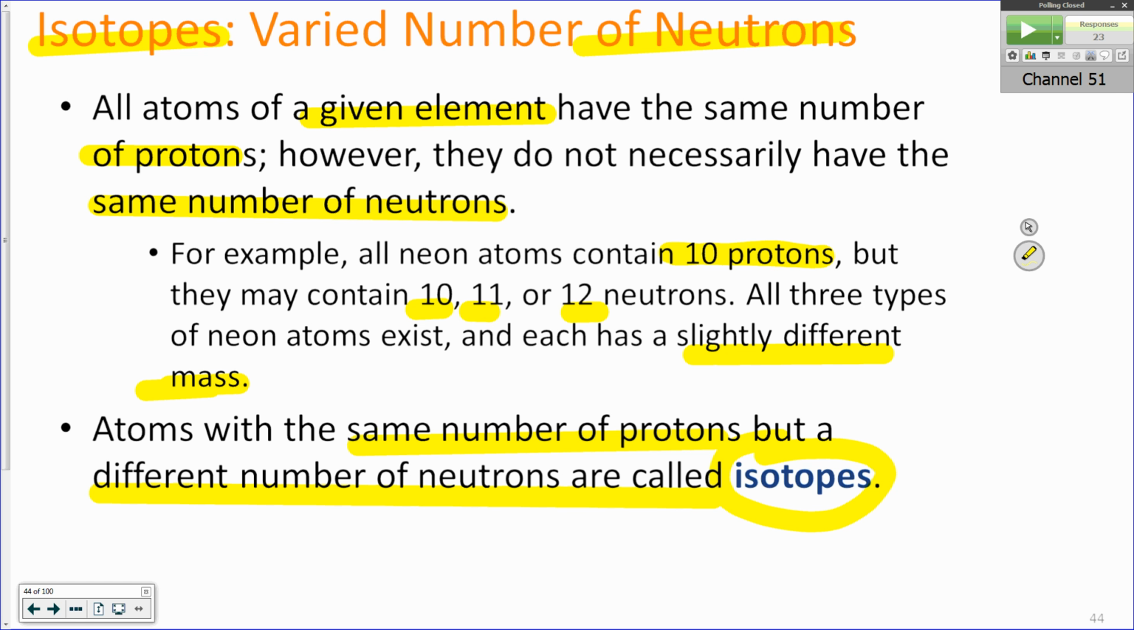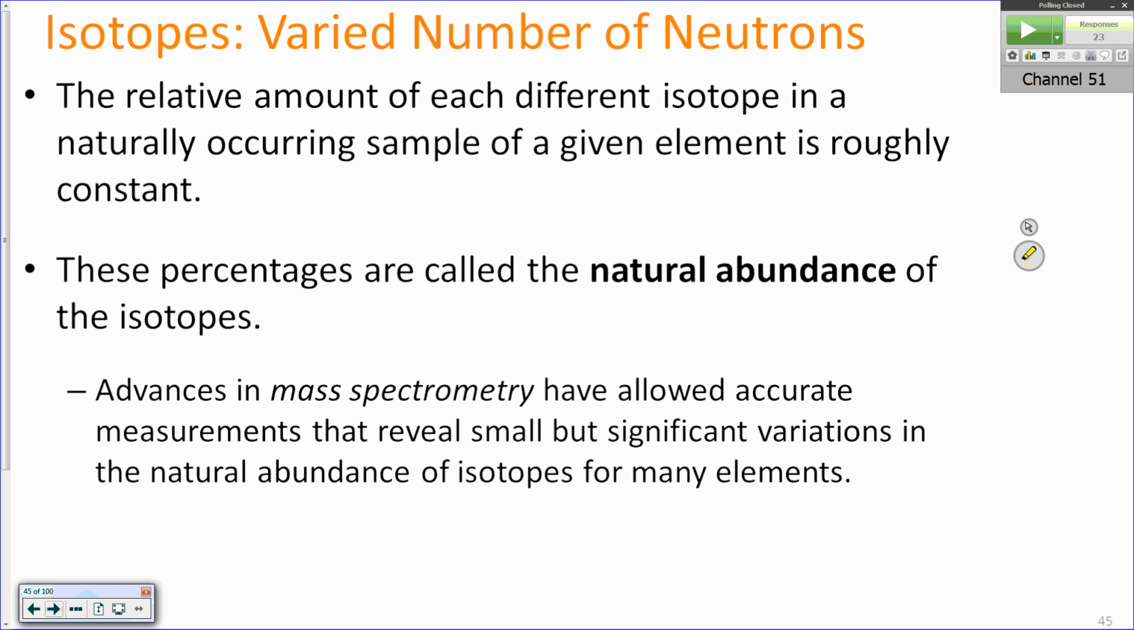If we look at carbon, other forms of carbon exist. Carbon exists in 3 common forms in nature. 2 of them are stable, one's radioactive, and we'll talk about that in just a moment. So what happens is the relative amounts of each isotope, going back to the neon, which one is going to be most abundant?